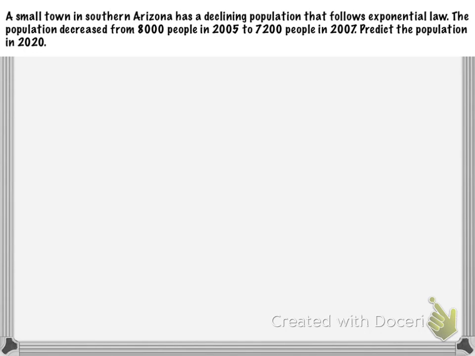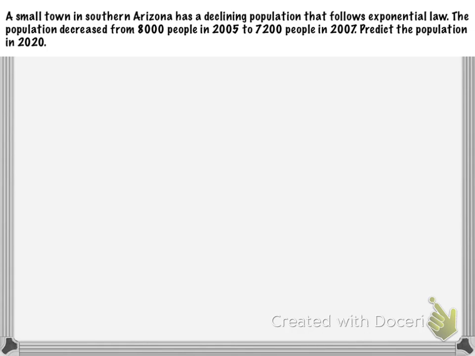A small town in southern Arizona has a declining population that follows exponential law. The population decreased from 8,000 people in 2005 to 7,200 people in 2007. Predict the population in 2020.